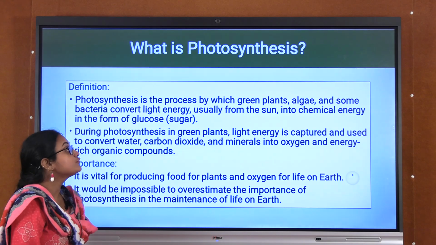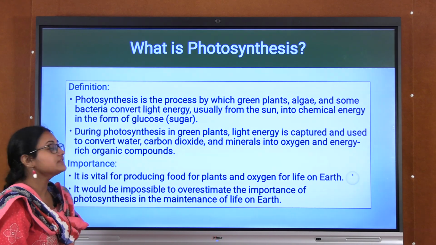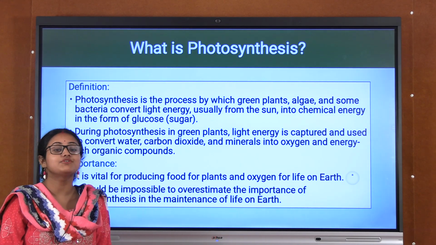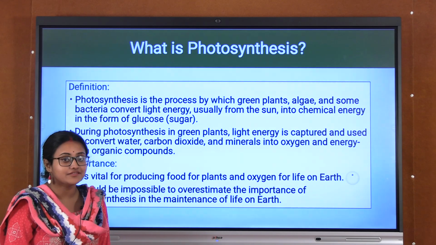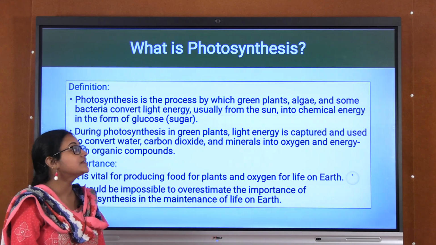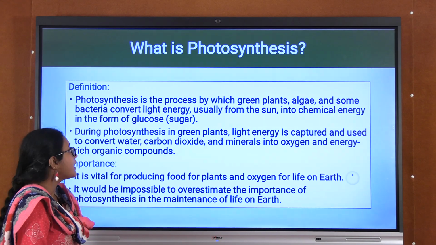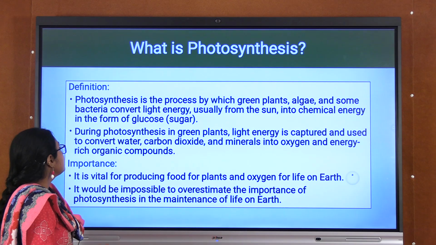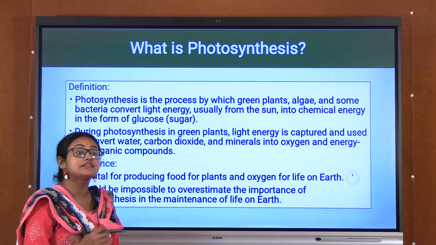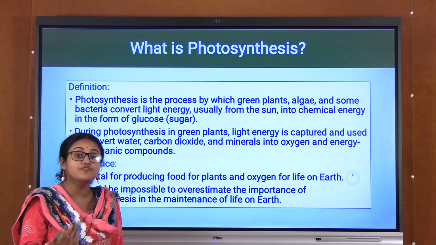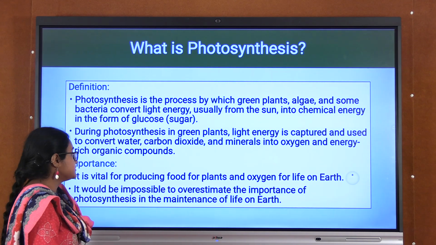What is photosynthesis? Photosynthesis is not a behavior of animals or humans. It is a metabolic mechanism observed in green plants, algae and some other green bacteria. During photosynthesis, green plants mainly use light energy and convert it to chemical energy.